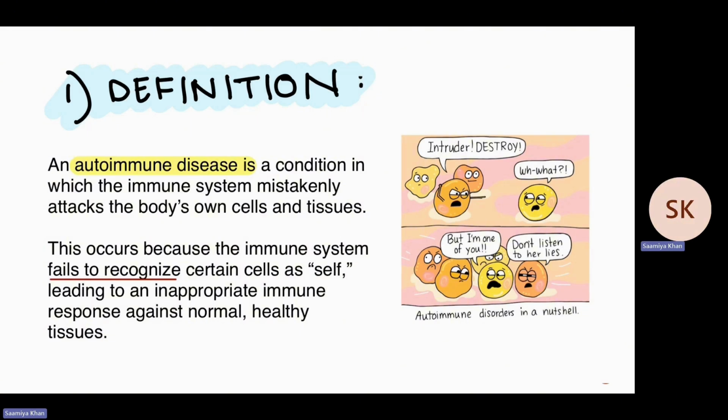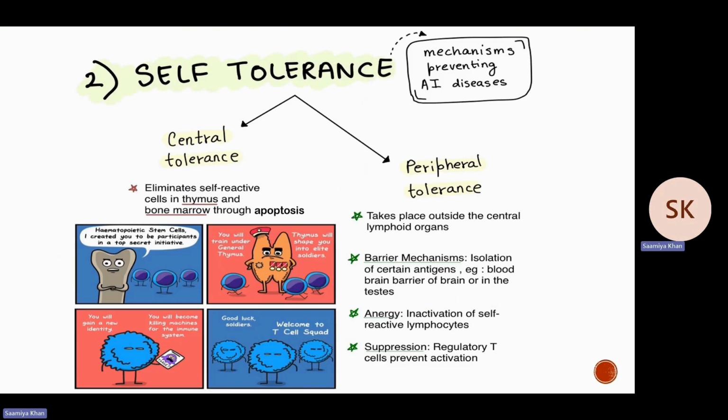Then, after mentioning the definition, the second thing you have to mention is self-tolerance. These are the mechanisms which prevent autoimmune diseases in our body. So you have your central tolerance and peripheral tolerance. Very simple. Central tolerance is done by primary lymphoid organs, or central lymphoid organs, which are the thymus and bone marrow. Selection happens here: immature T cells and immature B cells go to the thymus and bone marrow respectively, and they undergo either positive selection or negative selection.